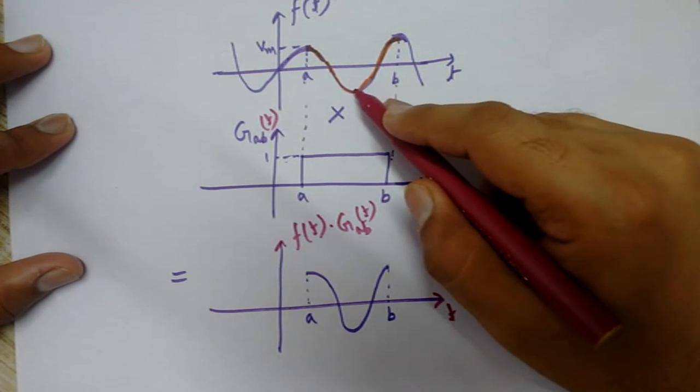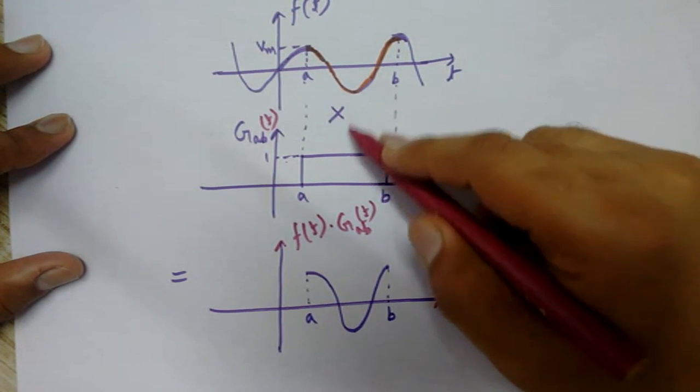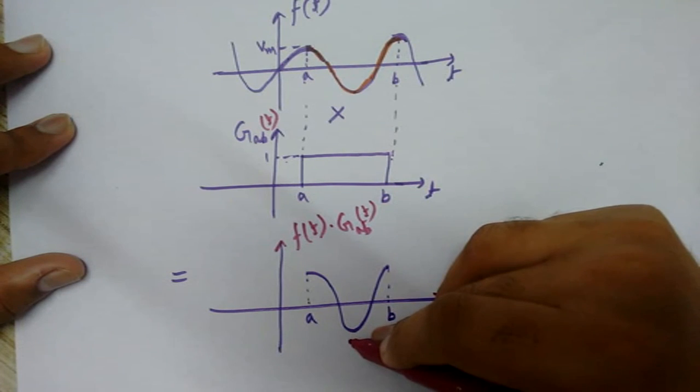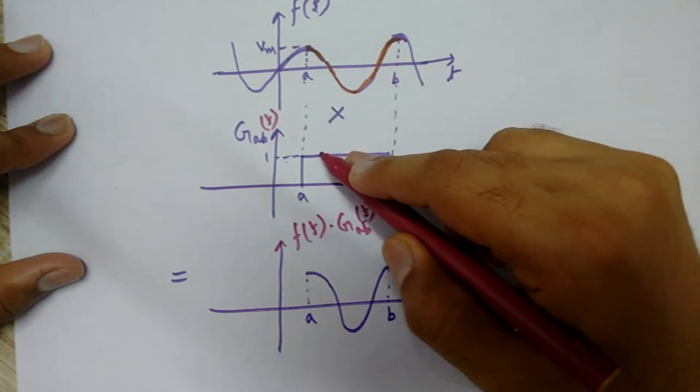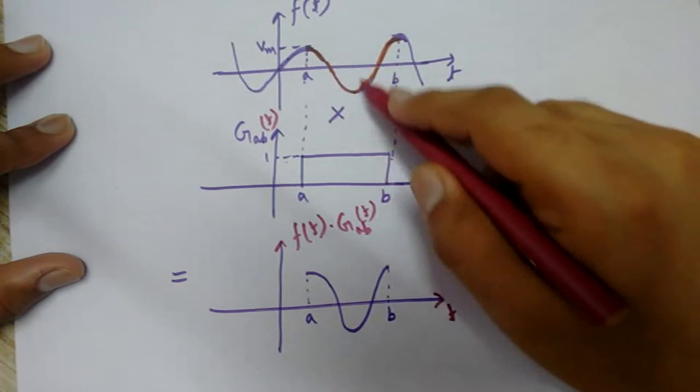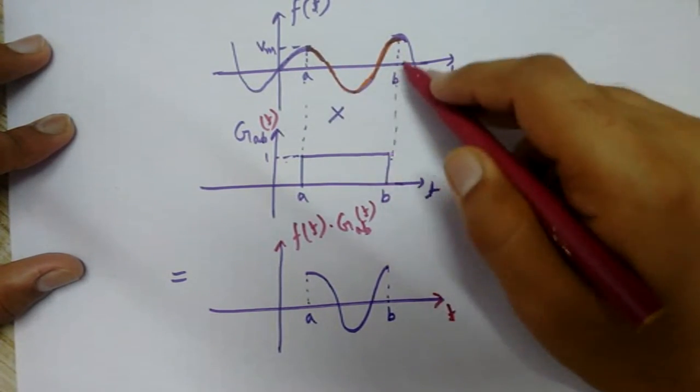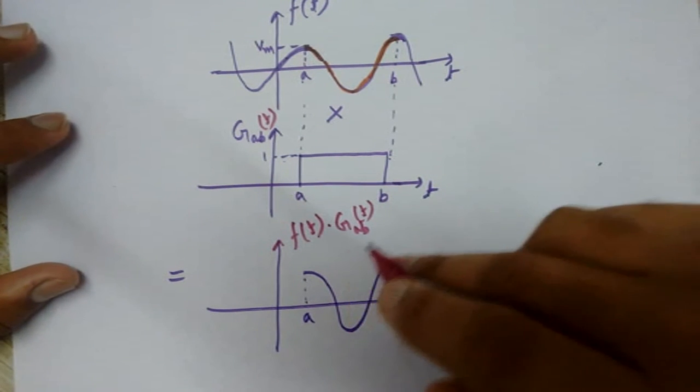If it is negative, suppose this is minus 3, let's take an example. If minus 3 is multiplied by 1, it will give minus 3. If plus 1 is multiplied by plus 1, it will give plus 1. In the same manner, plus and minus, all the values will be retained after multiplication.